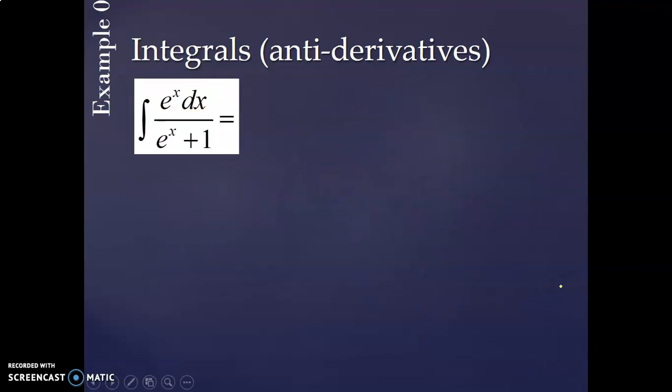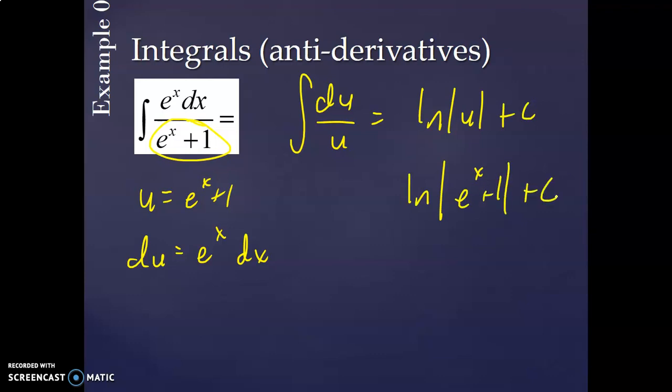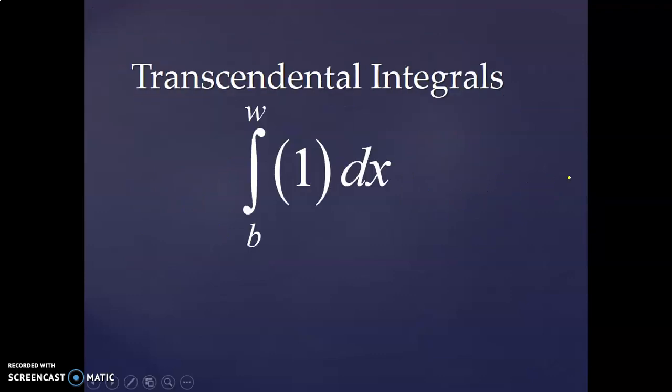All right. Same idea here. When you see e to the x on the top and the bottom, that's probably an ln problem because the derivative of e to the x is e to the x. So I'm going to take this one on the bottom because when I take the derivative of that, the 1 goes away. And so then if I make u be e to the x plus 1, the derivative is just e to the x dx. So this is easy. It just becomes the integral of du over u. So ln absolute value of u plus c. So ln absolute value of e to the x plus 1 plus c.